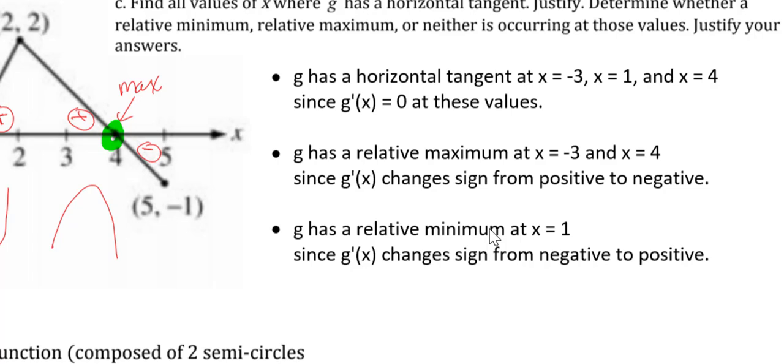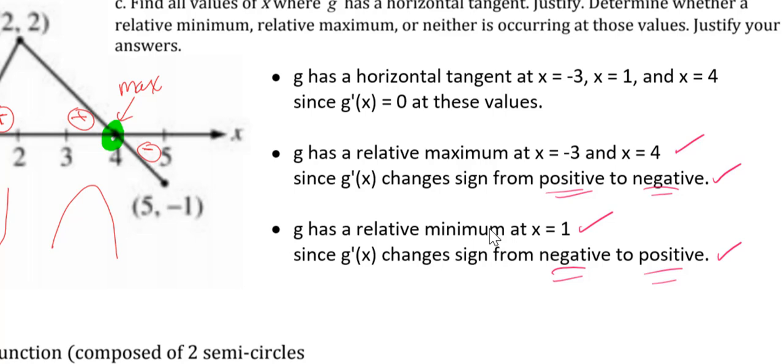For our relative max, g is going to have a relative max at x equals -3 and 4, so that's the where, since g prime of x changes from positive to negative. That's the why. That explains how g prime changes. Likewise, you're going to have a relative min at x equals 1 because g prime of x changes sign from negative to positive. So again, your where is at x equals 1 and your why is from negative to positive for the changing of the signs of g prime.